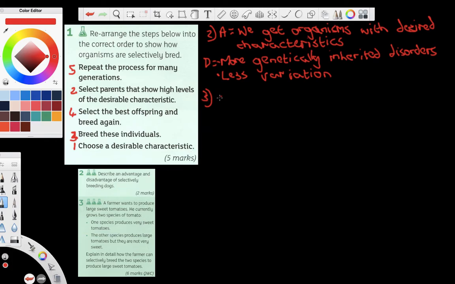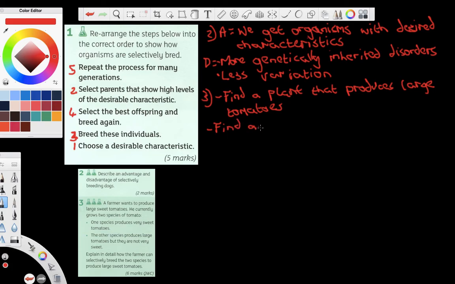So we can say that he can find a plant that produces large tomatoes, for 1 mark. For a 2nd mark, we can say find a plant that produces sweet tomatoes.